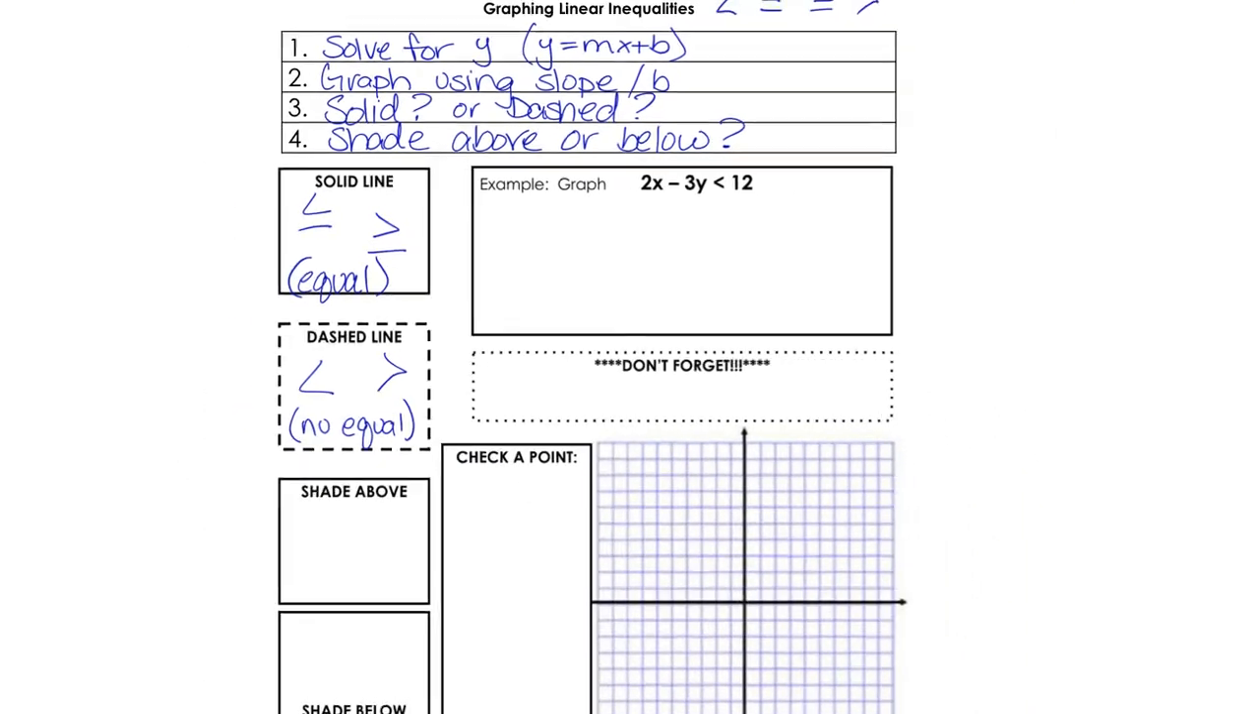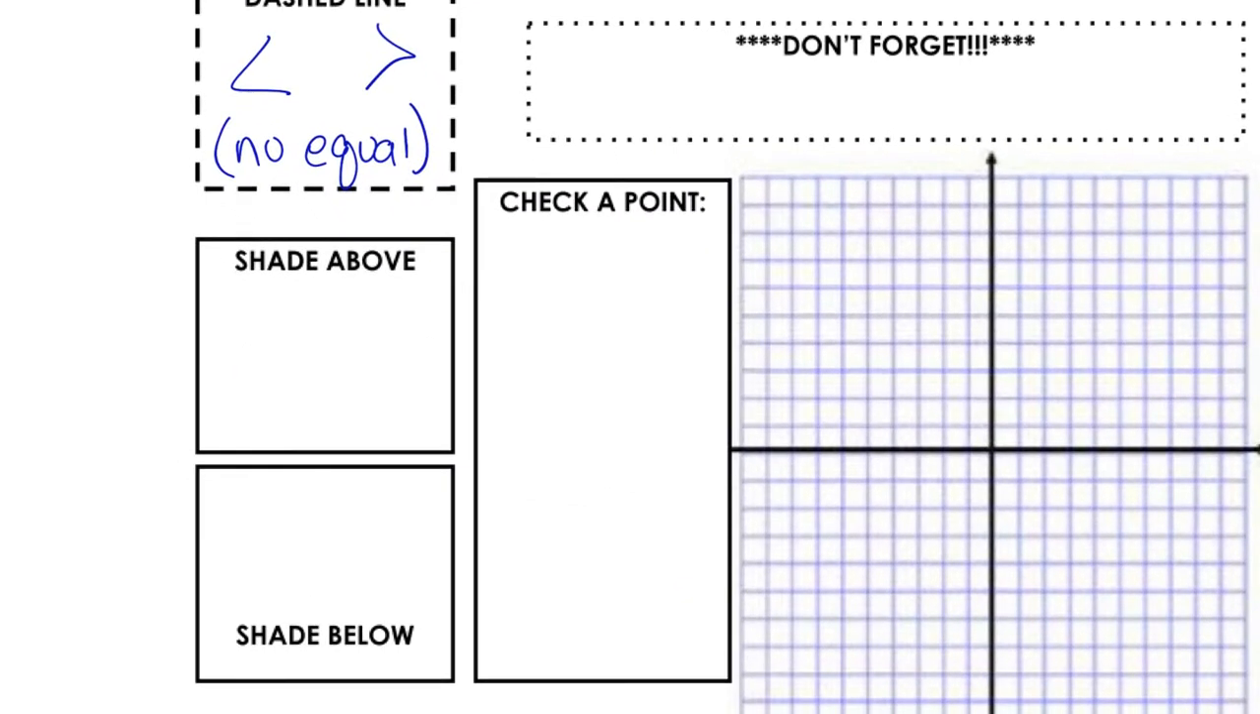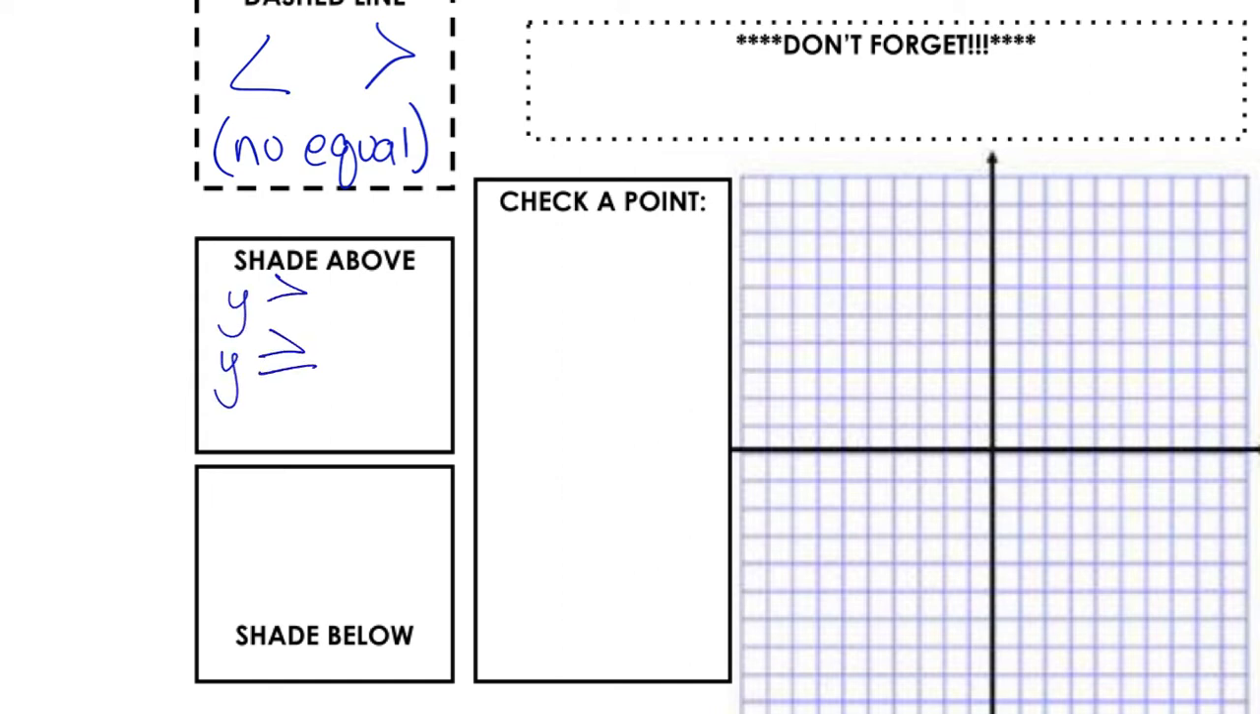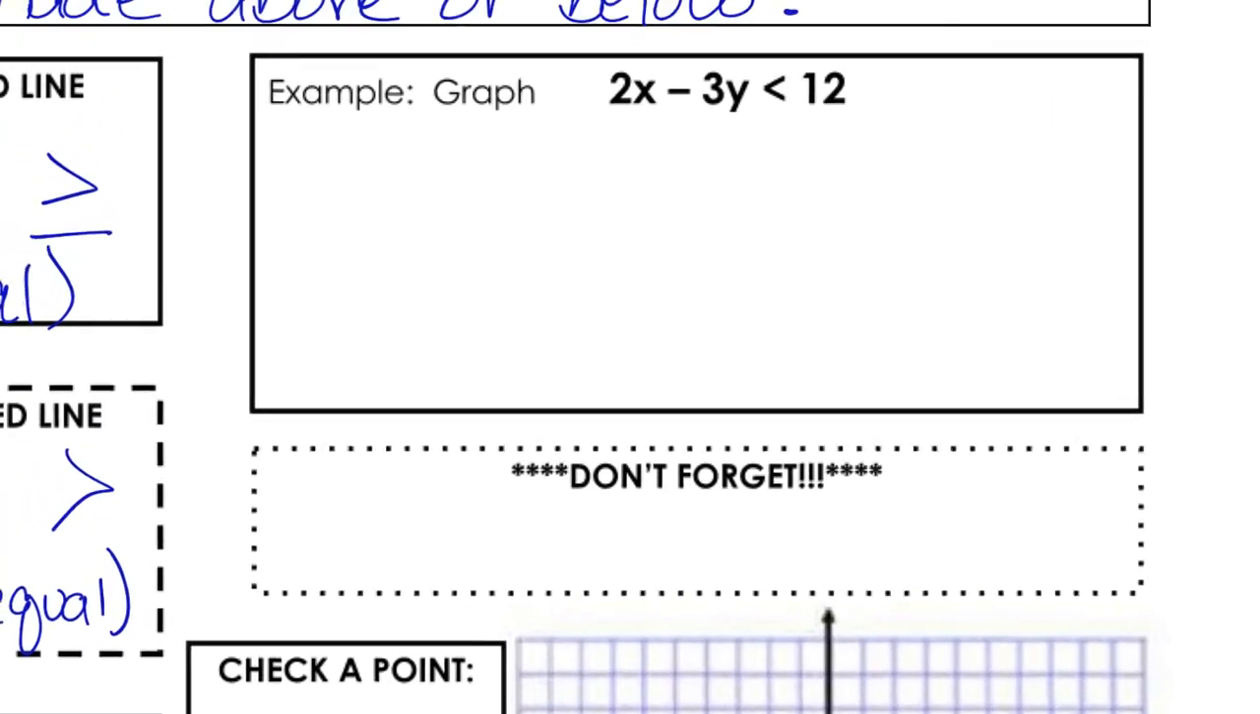The next piece that we're going to look at here is whether or not we shade above or below. So shading above would mean that we are looking at values, so like y would be greater than, or y would be greater than or equal to. So the opposite of that would be that y is less than, or y is less than or equal to. And we'll practice this here in just a moment. So let's go ahead and go through this process and graph this equation.